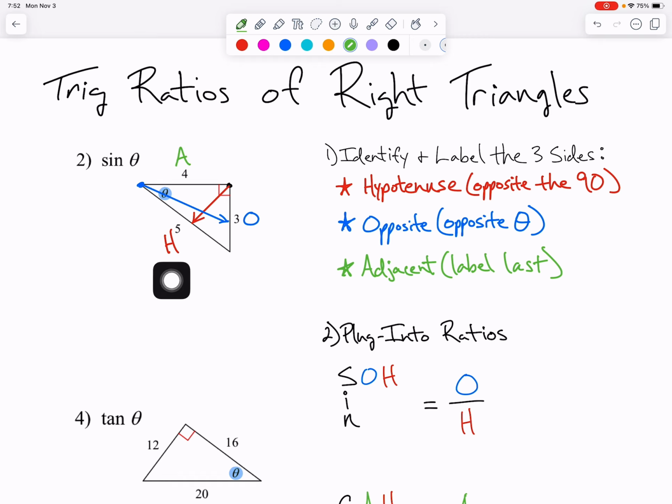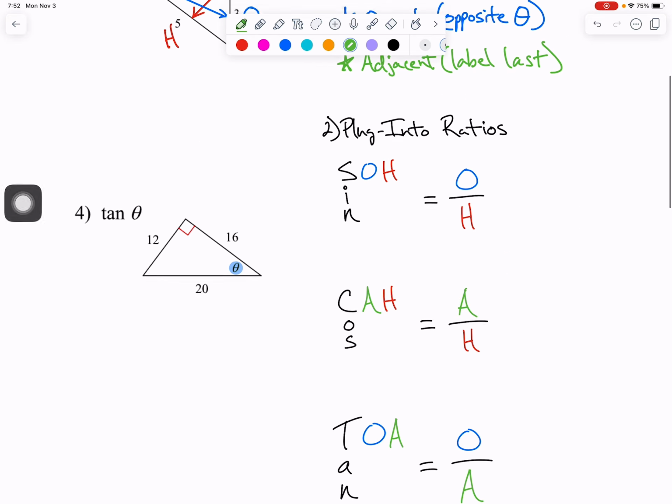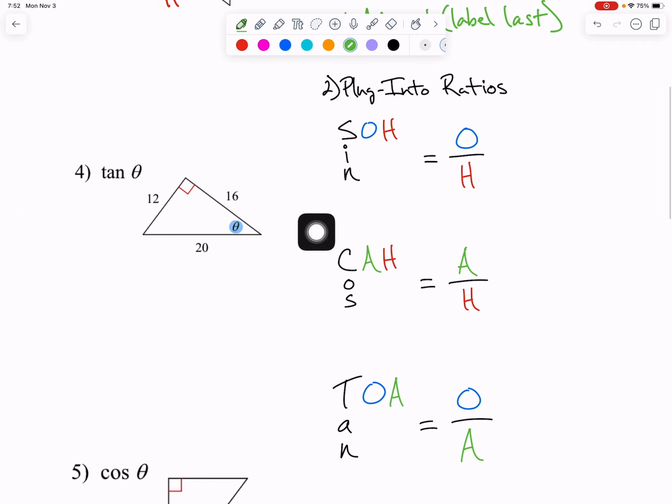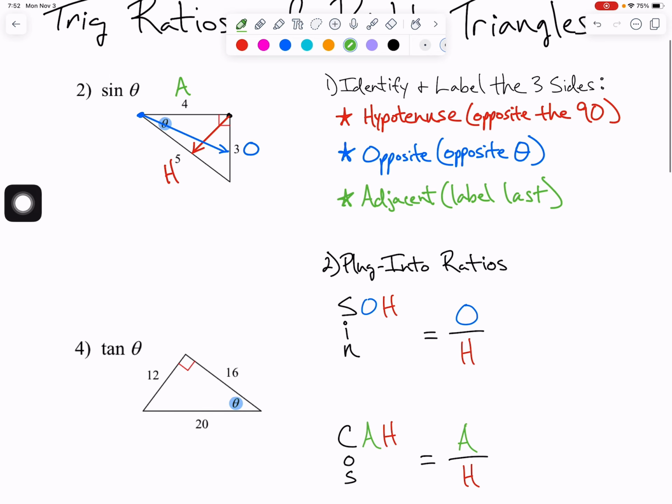So now that we have our H, our O, and our A, now it's, oh my goodness, sine. What do? SOH CAH TOA. And let's just break down our ratios. Well, we're looking for sine. That's represented by the SO, which is opposite over hypotenuse. So let's just go ahead and write that out.